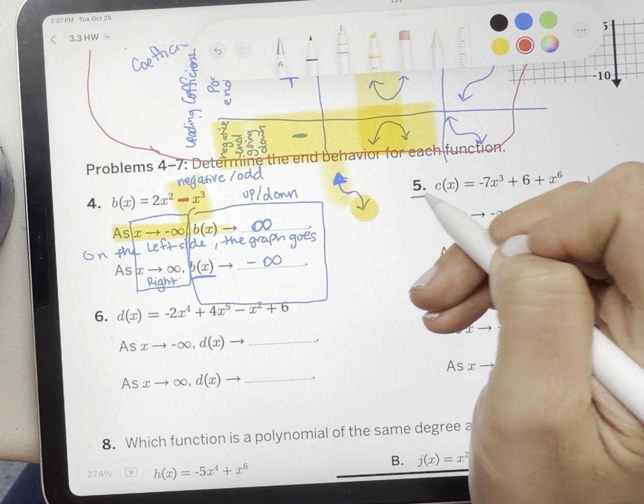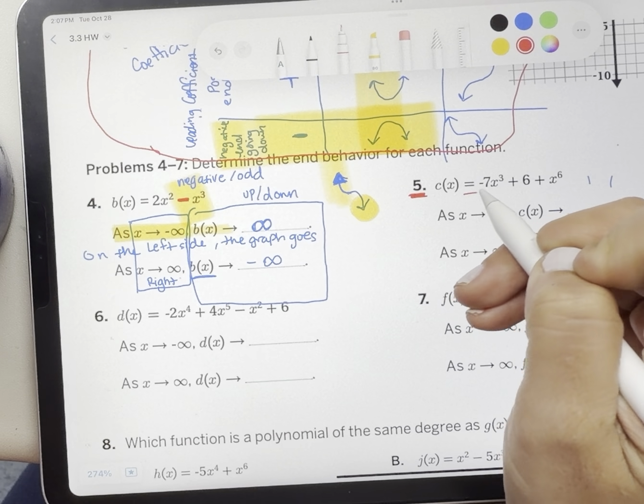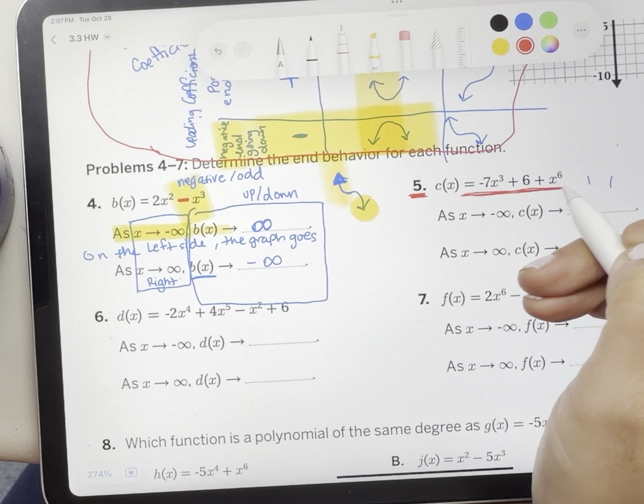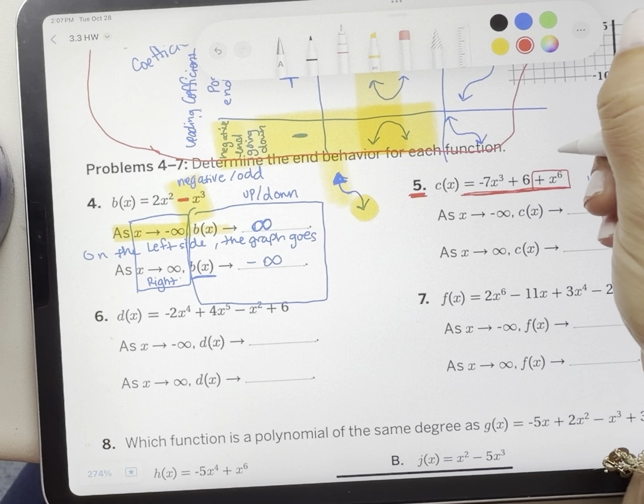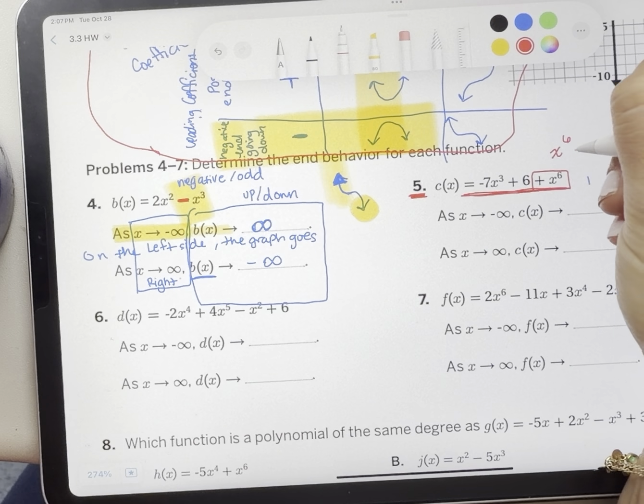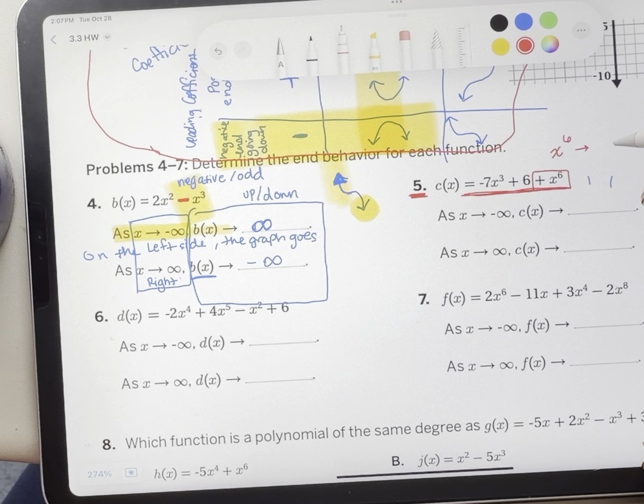So here we are on number 5. I first have to look at the polynomial and figure out what the biggest term, the leading term is, and that's this guy right here. This is x to the 6th. And what I really care about is whether it's even or odd degree. The degree is even. And then I care whether it's positive or negative. And this one is positive. So it's going to start and end in the same direction and end going up. Right, so it would be positive infinity.